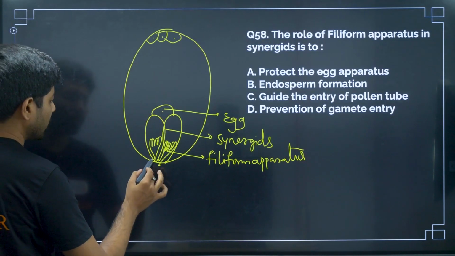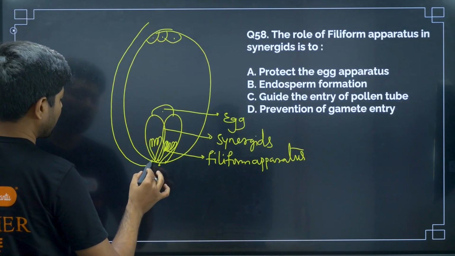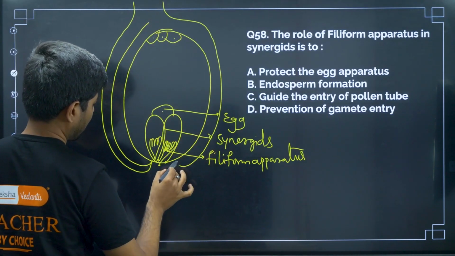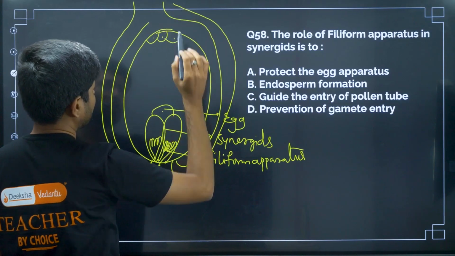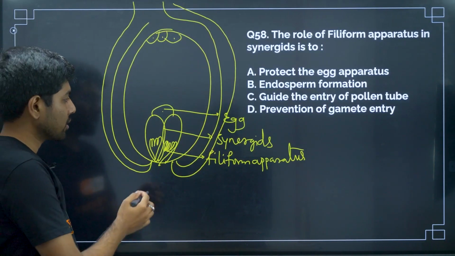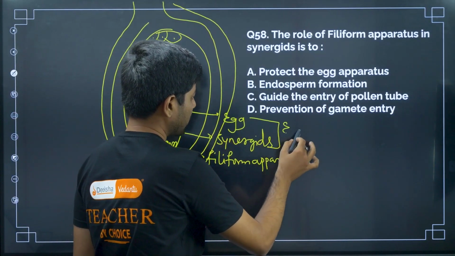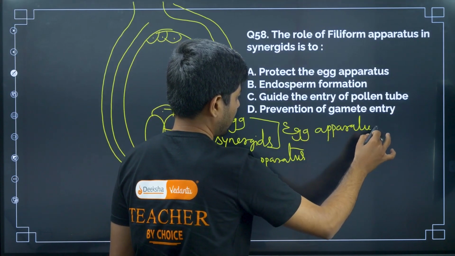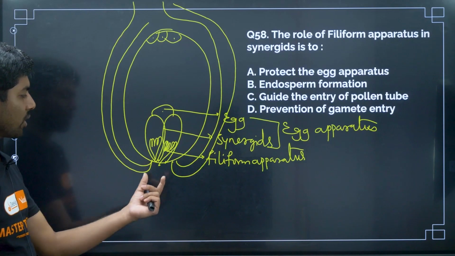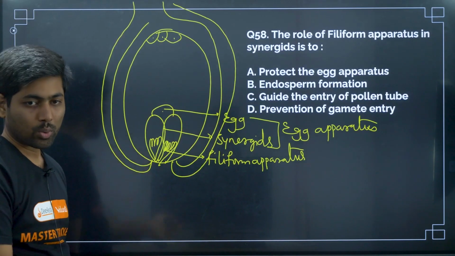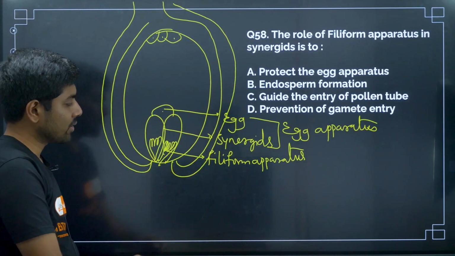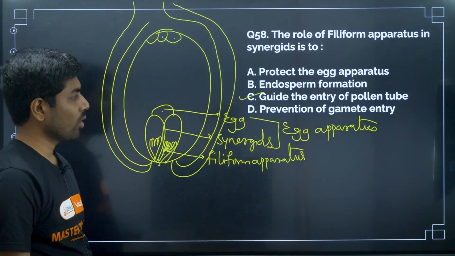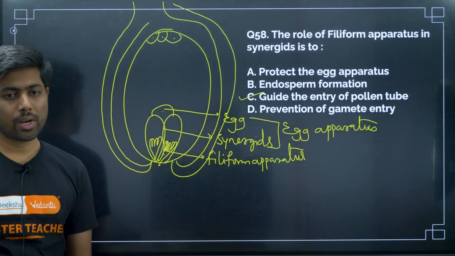Now if you see, this is at the micropylar end, right? Now why are these 2 together called the egg apparatus? Why is the egg apparatus present at the micropylar region? Because the pollen tube has to enter through the micropyle. And what will the filiform apparatus do? They guide the entry of the pollen tube into the embryo sac, right?